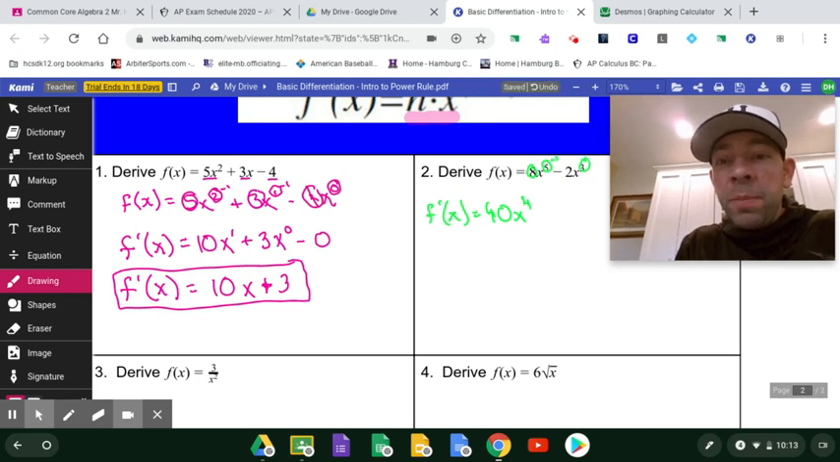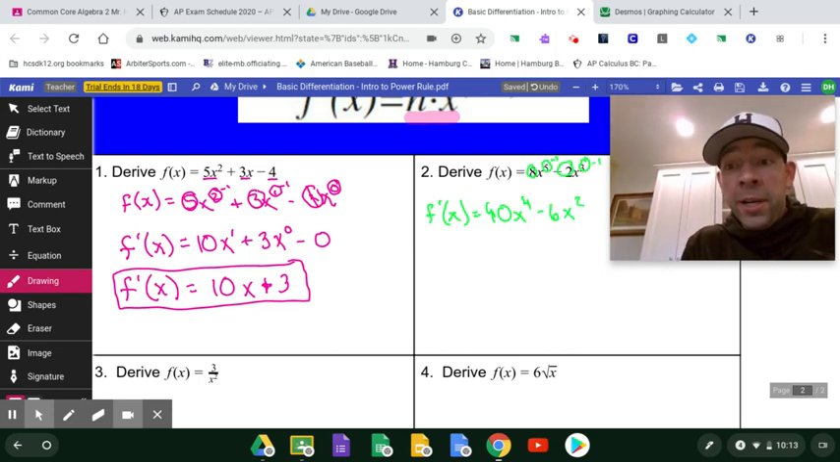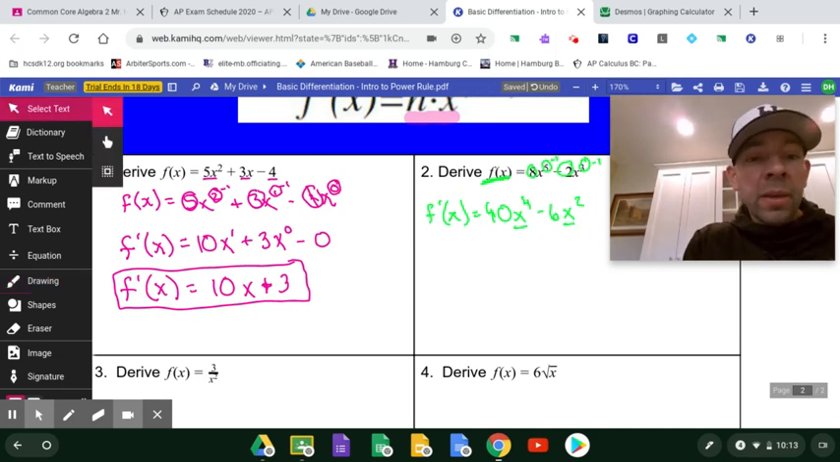Multiply this exponent by this coefficient, so we're going to get negative 6. Rewrite your x, subtract 1, so now it's a squared. You're done. That's the derivative. And what's beautiful is, let's say you wanted the slope of f at x equals 1. Bam, just plug a 1 in and you've got your slope. It's that easy.